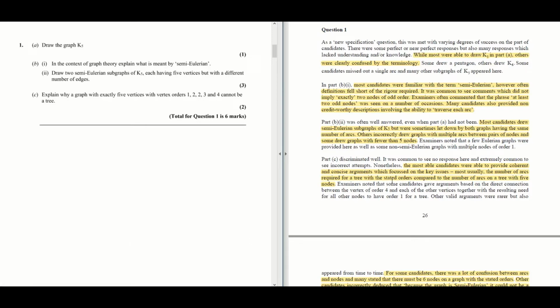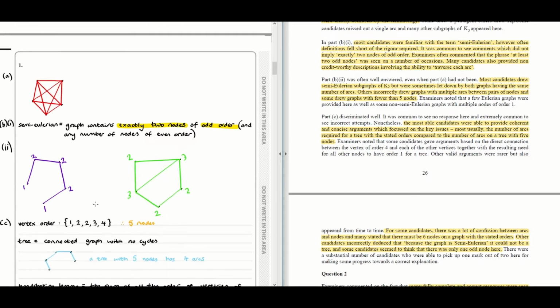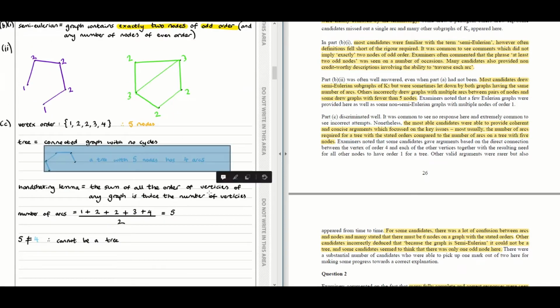For part C, this question discriminated well between candidates. There were some incorrect attempts, but there's a fair bit written over here. The most able candidates were able to provide coherent and concise arguments which focused on the key issues, most usually the number of arcs required for a tree with the stated orders compared to the number of arcs on a tree with 5 nodes, and that's what we did over here. We compared this with this over here.